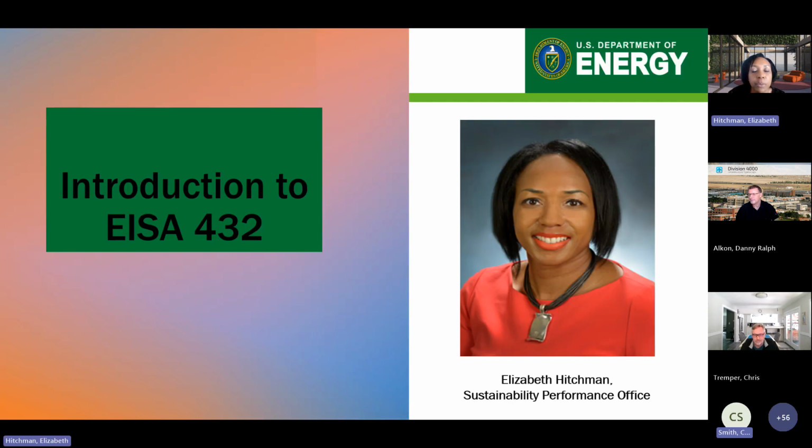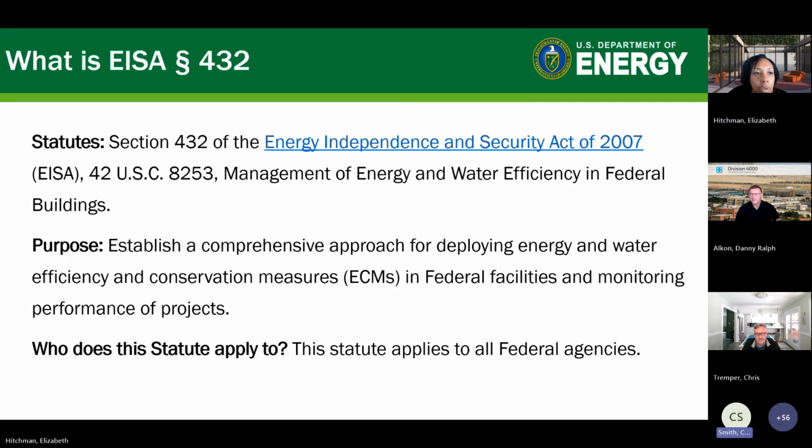Okay, great. So now we've come to the first part of our presentation, Introduction to EISA 432. What is EISA 432? What's a statute? That means it's a requirement for the agency. Section 432 of the Energy Independence and Security Act of 2007, as you can see in the numbers in the columns, covers the management of energy and water efficiency in federal buildings.